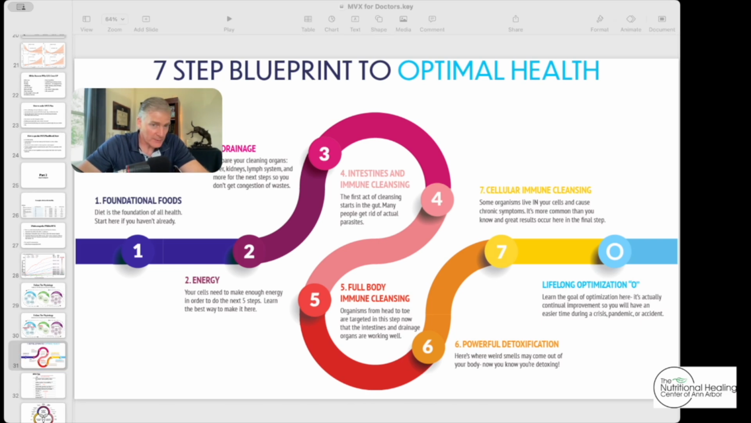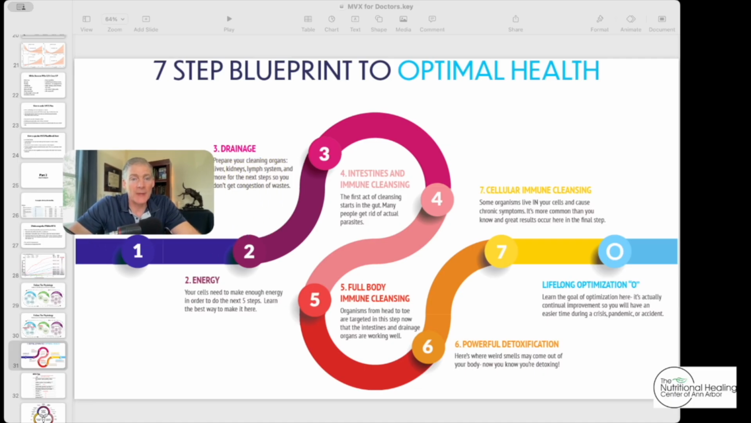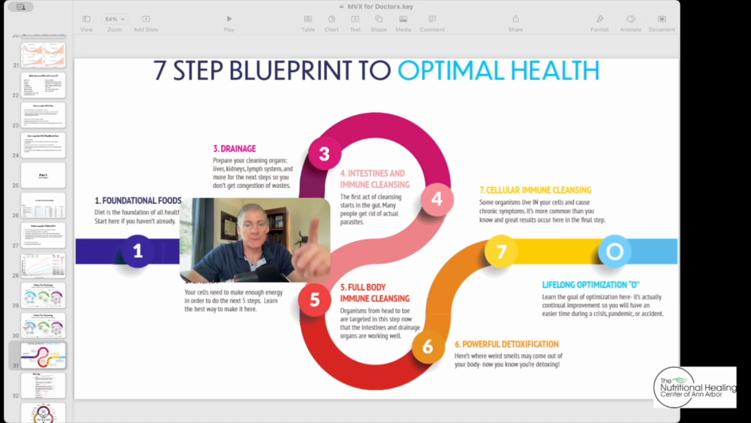Protein is super important. And then over here we have energy, step 2. That's mitochondrial enhancement. There are specific supplements for that. Vitamin B1 is the primary supplement to help your mitochondria. And then we have step 3, which is drainage above me. That means you have to make sure your liver, kidneys, and colon are working well because they naturally clean your body out. It also includes sinuses, lymphatic system, and skin. I feel like I'm missing something, but those are the main ones.